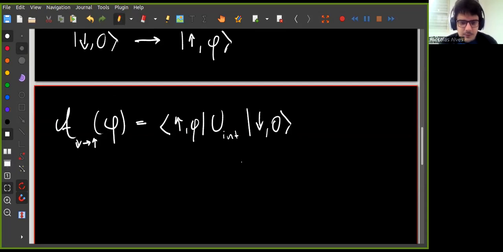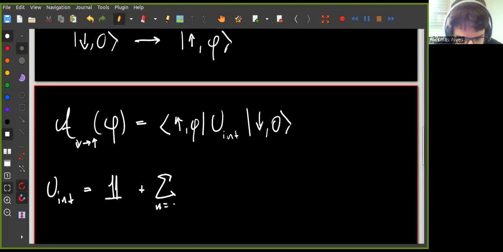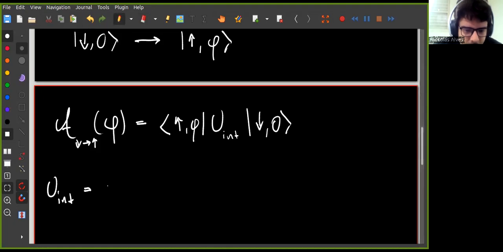To write this, we're going to use a Dyson series. So we have that this operator is 1 plus a sum from n equals 1 to infinity of, let me remind myself. Yes, it is. Sorry. The time order.